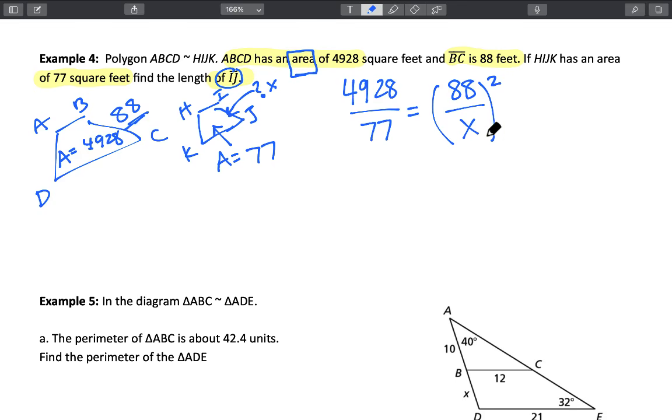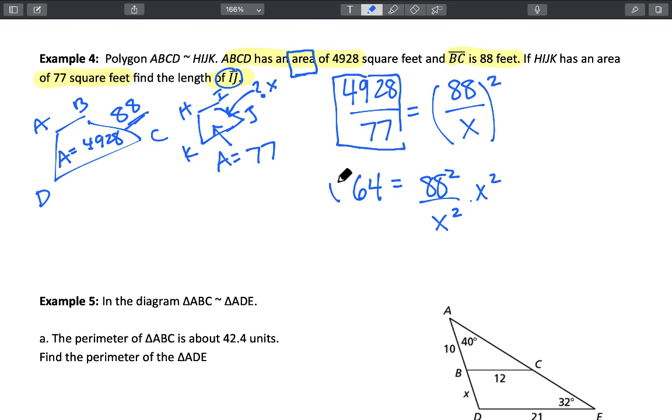And before we go to that next line, we're actually going to simplify this 4,928 divided by 77. That all comes down to 64. So now we have the equation 64 is equal to 88 squared divided by x squared. All right, we're going to multiply that x squared out to both sides, and that's going to give us x squared times 64 is equal to 88 squared.